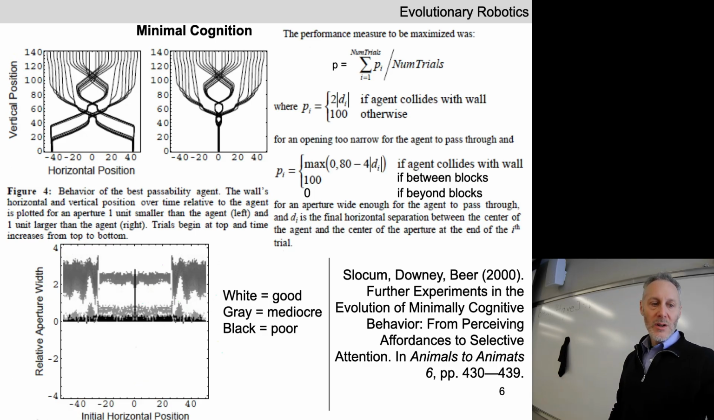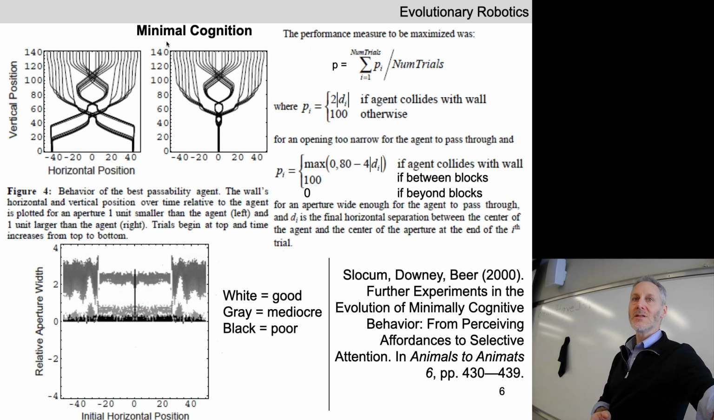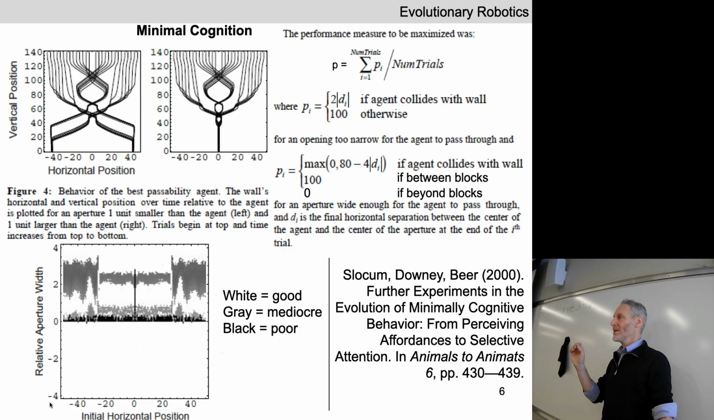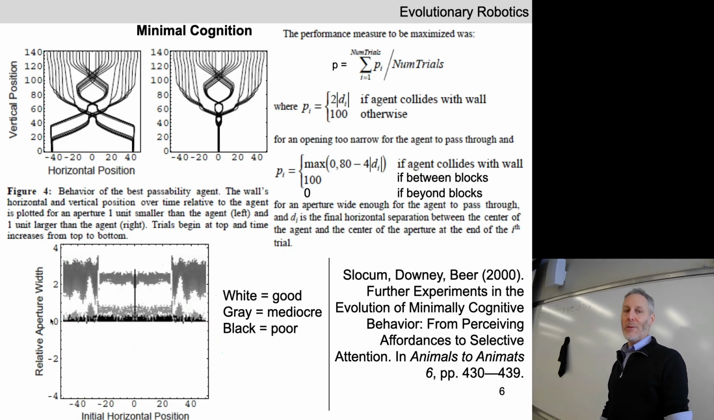Okay. Horizontal axis is initial horizontal position. So the agent always starts at the midpoint on the ground, and the object pair is placed at different horizontal positions above. So this horizontal axis is the same as this horizontal axis down here, except it's the initial horizontal position. Everybody see that? Vertical axis is now representing relative aperture width. So the bottom half of this figure represents dropped object pairs that were impassable, and the top half represents dropped object pairs that were passable.